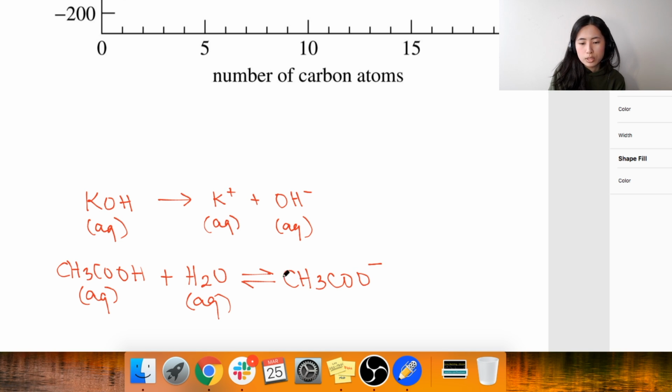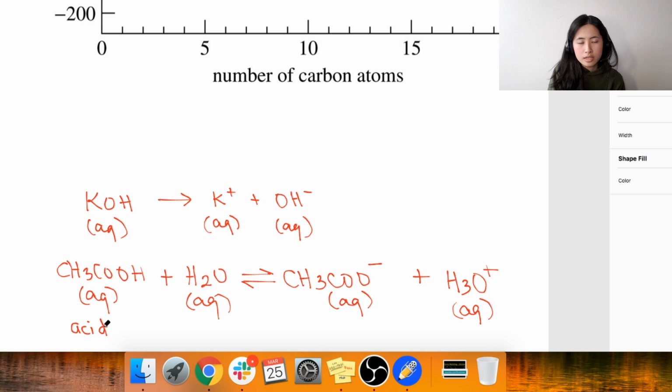And you would result in CH3COO minus, because you're losing that proton. And water is going to gain that extra proton, therefore becoming H3O plus. Both of these are aqueous.